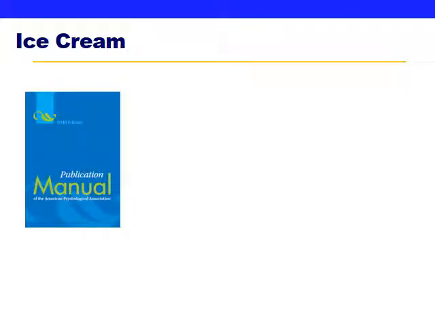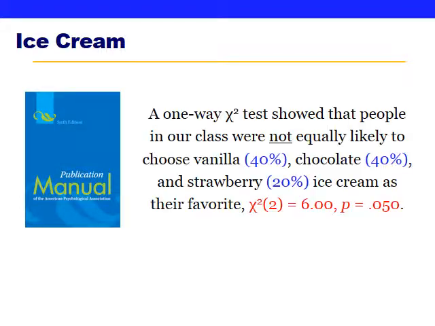So here's how we would write up our answer in a complete, grammatically correct, and APA formatted sentence. Start by naming the test that we did. A one-way chi-square test showed that people in our class were not equally likely to choose vanilla, chocolate, and strawberry ice cream as their favorite. As you can see from those percentages in blue, vanilla and chocolate were more popular, whereas strawberry was less popular compared to what we expected, which was 33% in each of the three categories.